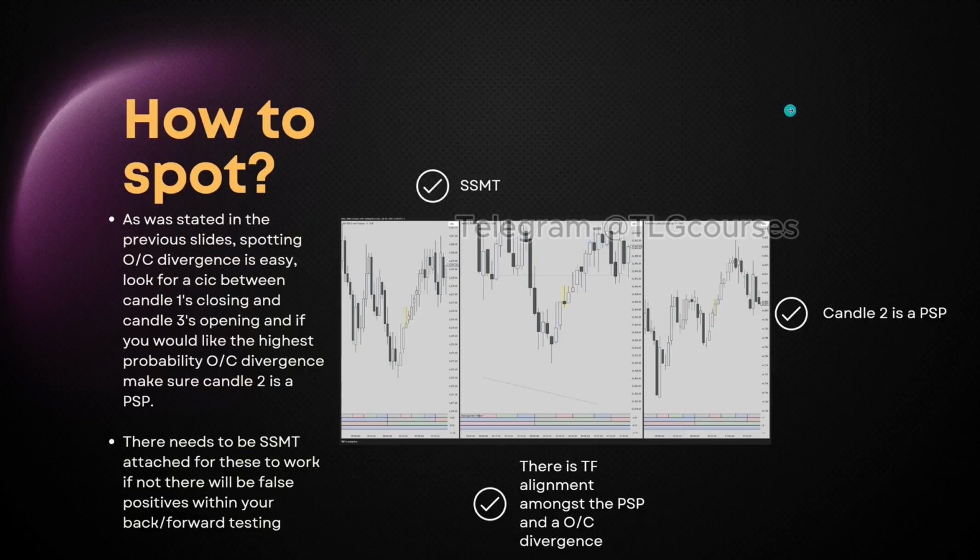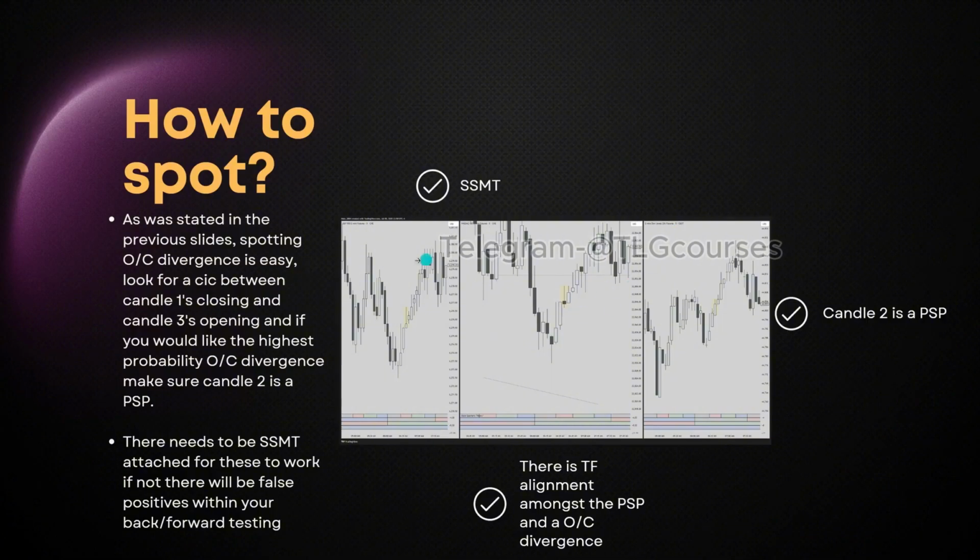So I didn't put this in this PDF, but structure is extremely important within all this, right? Understanding structure, understanding draw on liquidity, narrative. As I mentioned before, all of these concepts are intertwined. You're supposed to incorporate everything that you've learned from the previous one into this one, right? Time frame alignment, structure, draw on liquidity, narrative, DFRs. They all help with understanding your highest probability open-close divergences, right?